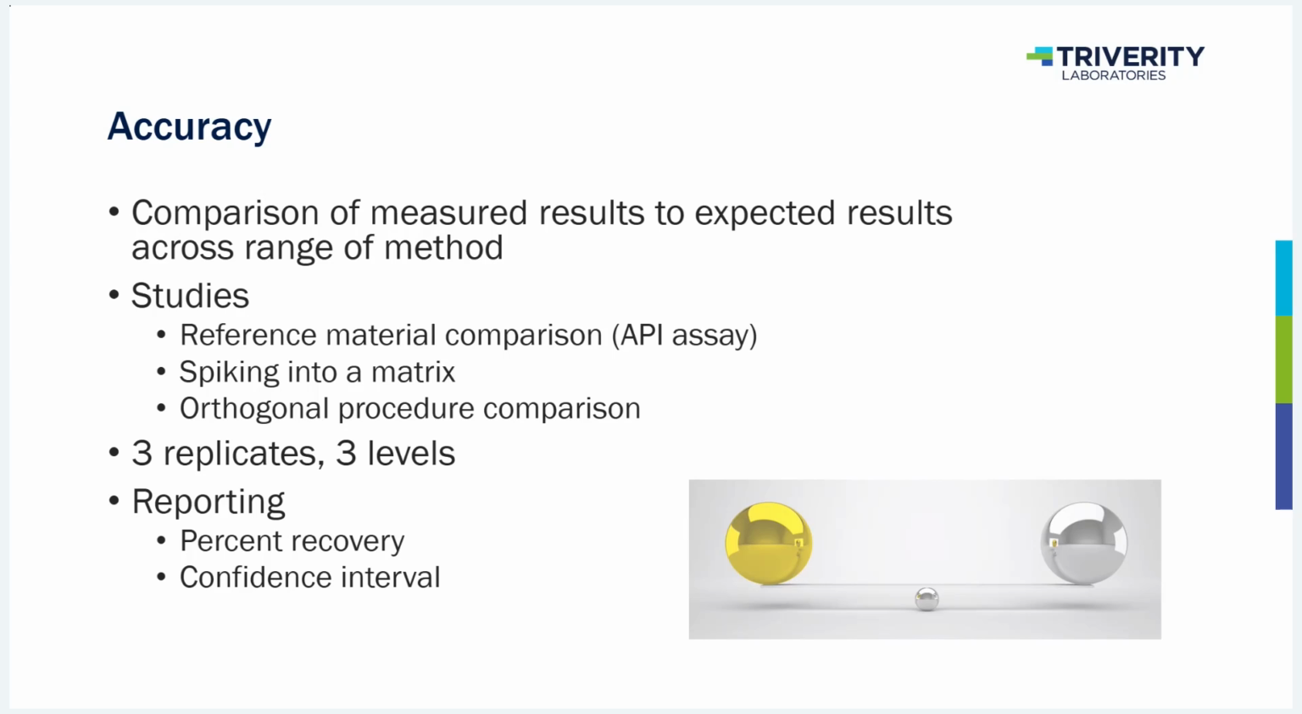The second one is spiking into a matrix. If you've got a drug product, you can spike onto the matrix across the range of the method. You can also do the orthogonal procedure comparison, and that would be a previously validated method. If you're validating for the first time, you very likely might not have that available. When you're spiking, sometimes for drug product, like one time we had a product that had a really, really high drug load, and we couldn't spike at that concentration onto the sample. The spike volumes would have been crazy. The constant spike concentration would have been crazy.